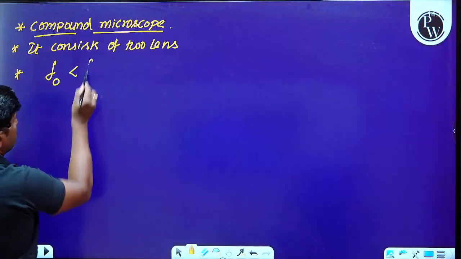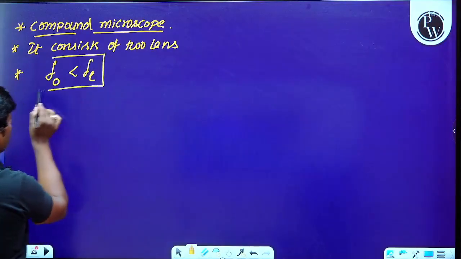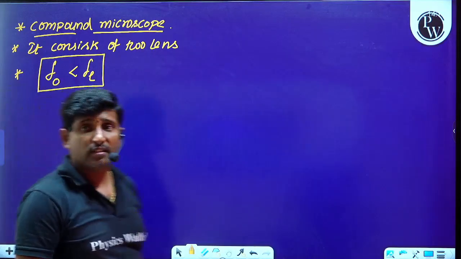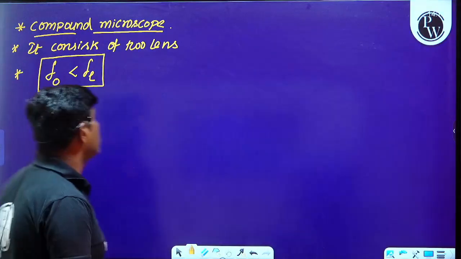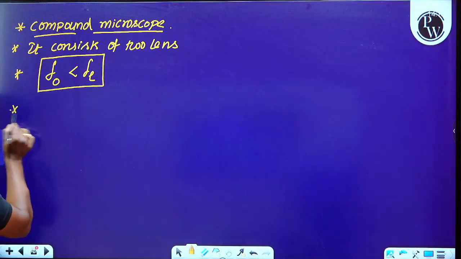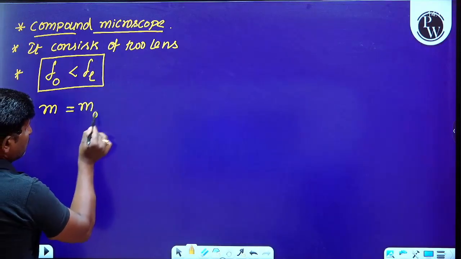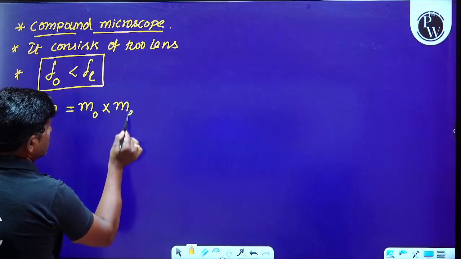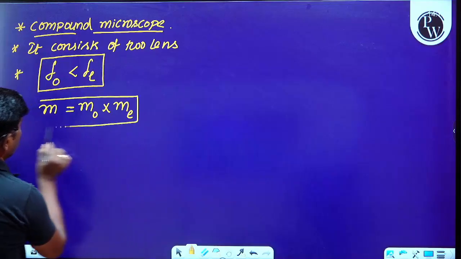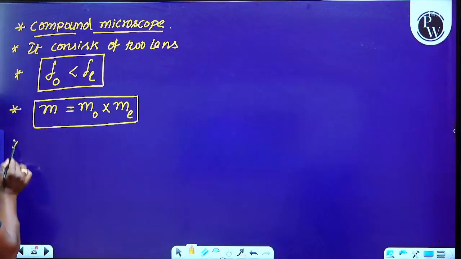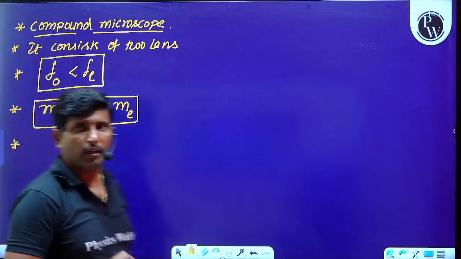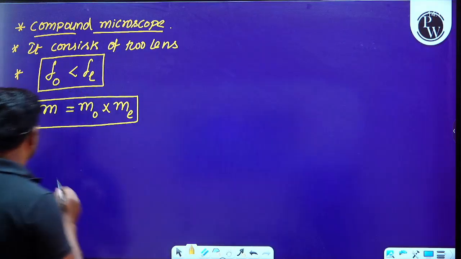FO is less than FE. The focal length of the objective is less than the focal length of the eyepiece. Later we can say that magnification is always equal to the product of the magnification produced by the objective and the magnification produced by the eyepiece. Please have a look here.